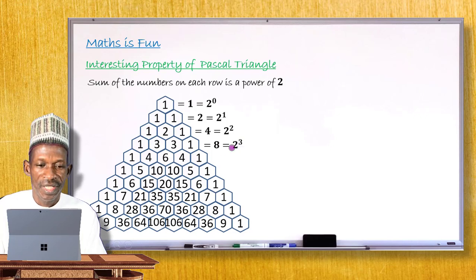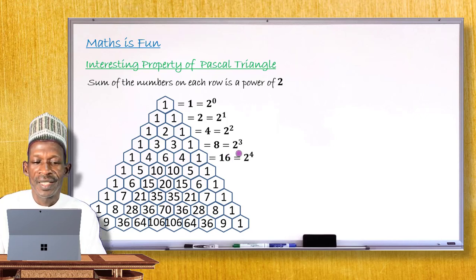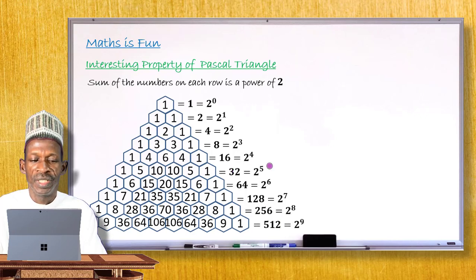This is interesting. So I move to the fifth row. Fifth row has 5 numbers, 1 plus 4 is 5, plus 6 is 11, plus 4. That gives me 15, plus 1 is 16, and 16 is nothing but 2 to the power of 4. This is interesting. So according to this very property, if you add all the numbers in each row, what you have is a power of 2. So addition of the next one is 32, and 32 is 2 to the power of 5.